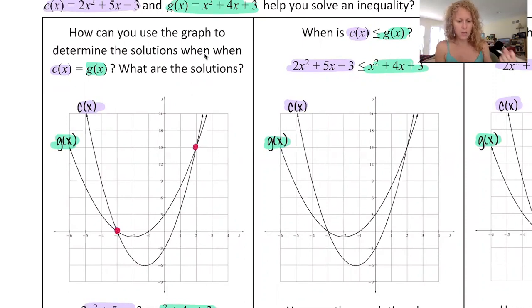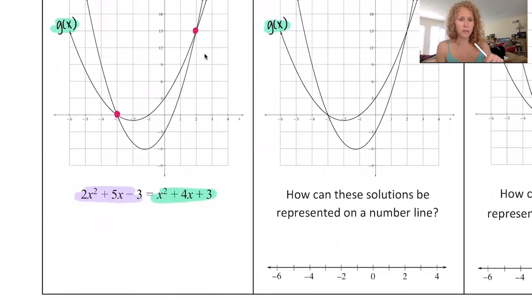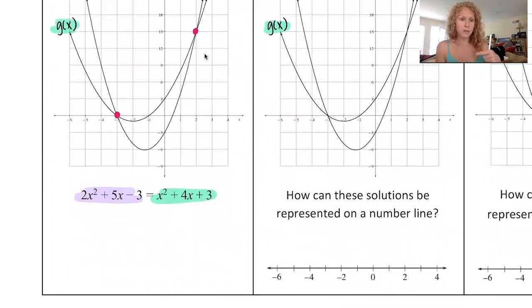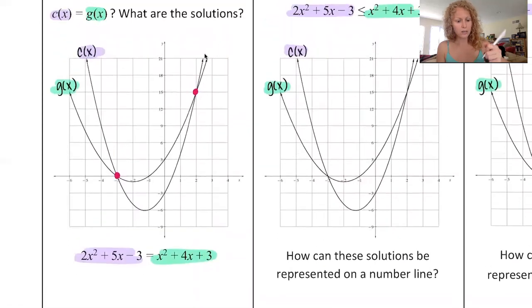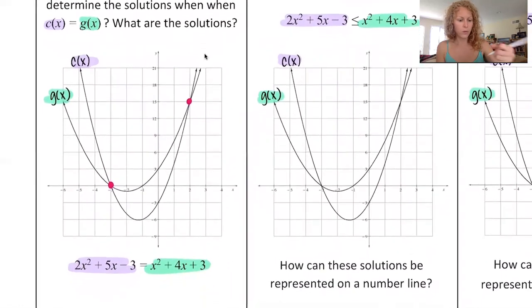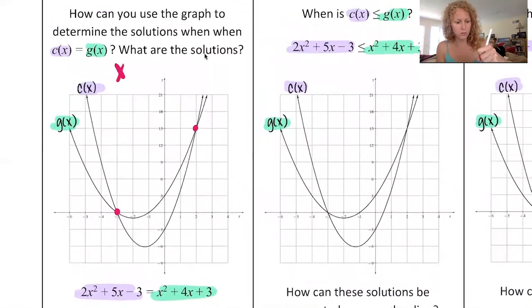Here and here, right? That is where they are crossing. That makes sense that those are the solutions. However, if we're talking about when a function is equal to a function, if you look down here at if it was an equation, we only have the variable x. So the answer to this question is just when x equals, so when are they equal? It's when x equals -3 or 2.